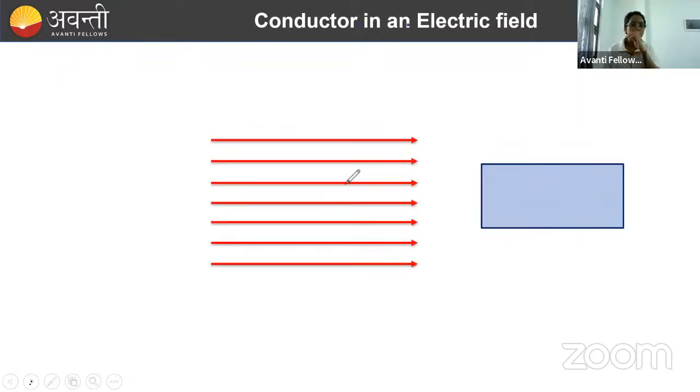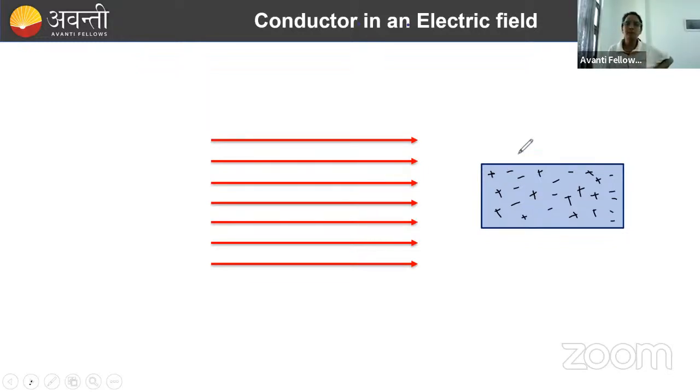So what's happening here? Suppose there is an electric field and there is a conductor kept here. By conductor, what do you mean? Conductor means it has so many free charges. Suppose plus minus, plus minus. Just to make this thing simpler, I'm taking plus minus like this. They have so many free charges, electron and proton kind of ions, anything you can consider. So these are random.